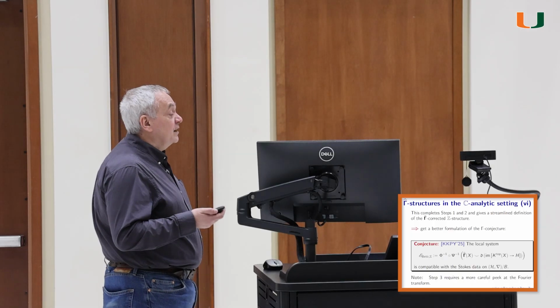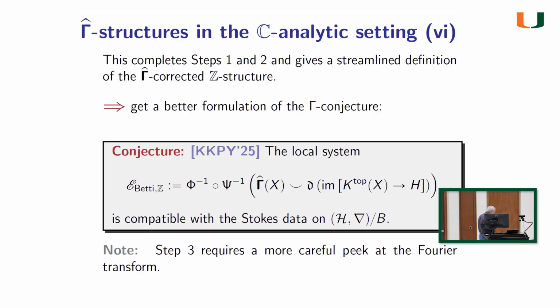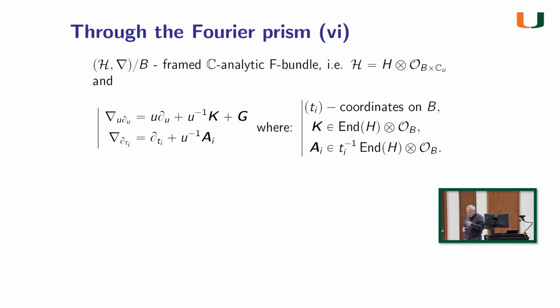Now, this takes care of this first and second step. We get a gamma-corrected integral structure in the classical limit, or maybe slightly massaged classical limit. And we wrote a gauge transformation between this classical limit and the quantum connection near infinity. So we got this structure there, and the conjecture is it's compatible with the Stokes data. Now, for step 3, comparing with the Fourier dual, we need to really look at the Fourier transform.